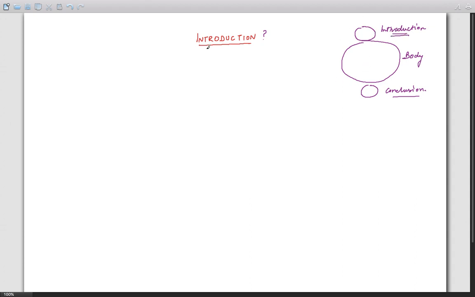So the introduction is basically meant to communicate. It is meant to clearly communicate. Clearly communicate what? Clearly communicate the purpose of the body paragraphs. It is meant to clearly communicate the purpose.